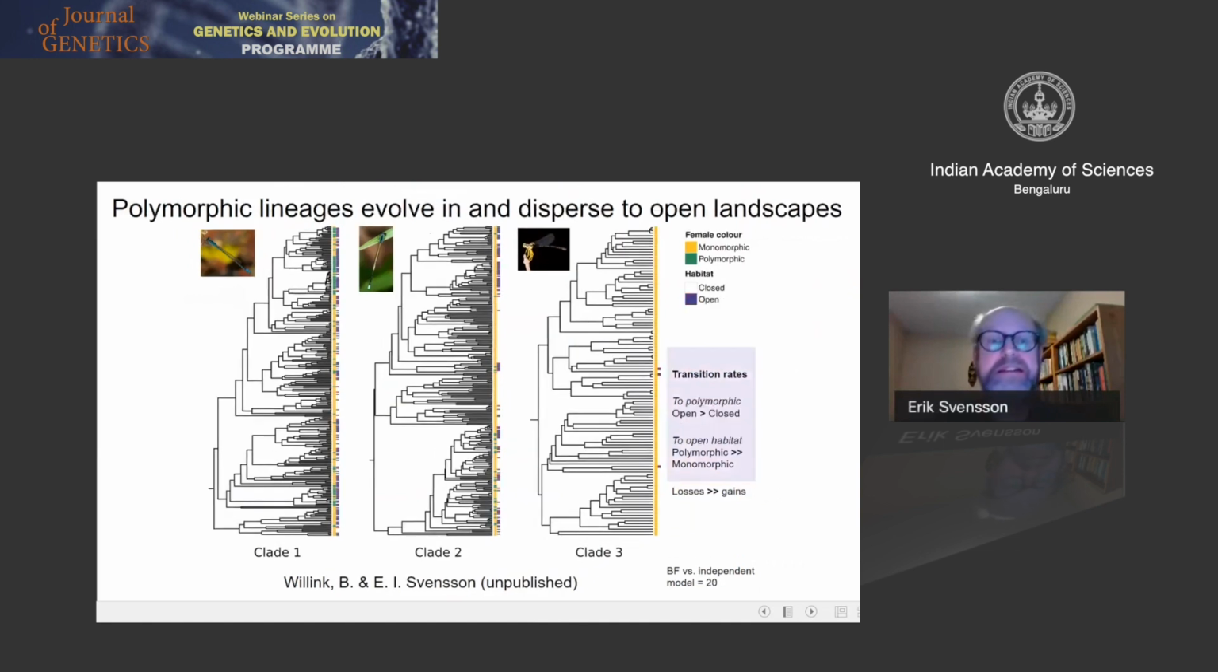We also find that there is a link between open landscapes, as predicted, and polymorphism. So polymorphic lineages are more common in open landscapes than in ponds, where we predicted sexual conflict to be stronger, also in accordance with our theory. So our data indicates that they emerge at a higher evolutionary rate in this open landscape, but they also tend to differentially disperse into these open landscapes, presumably because monomorphic lineages might go extinct at a higher rate in these open landscapes because the intense sexual conflict reduces female fitness.